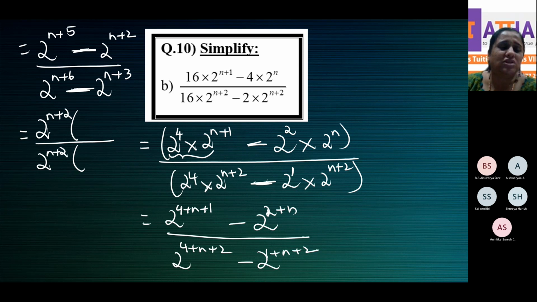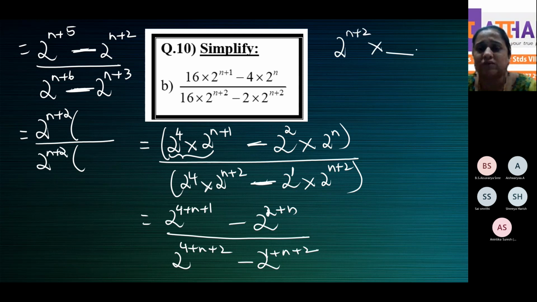Now, 2 to the power n plus 2 into what will give you 2 to the power n plus 5, children? 2 to the power n plus 3, ma'am. No, just 3, 2 to the power 3. I don't get the question actually, ma'am. Can you please repeat the question?